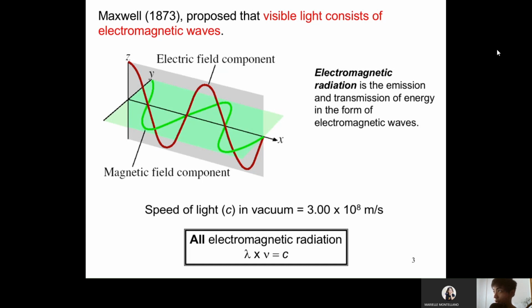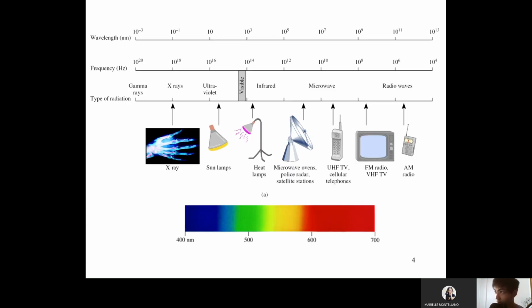So, hence we have the term electromagnetic radiation, wherein energy is transmitted in the form of waves. And they discovered that the speed of light in vacuum is 3 times 10 raised to 8 meters per second. And then later on, with further investigation, they were able to characterize different waves depending on the wavelength and the frequency or the energy.